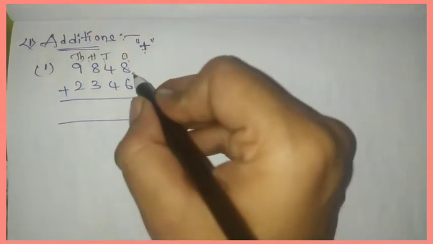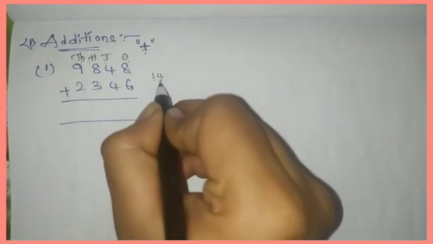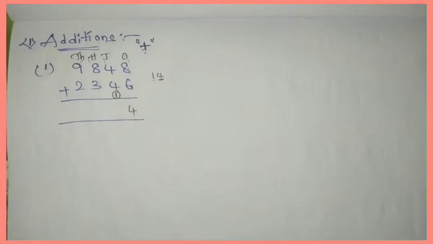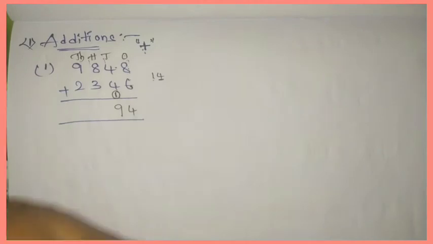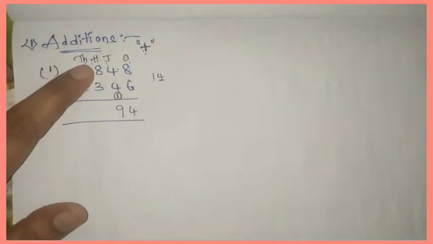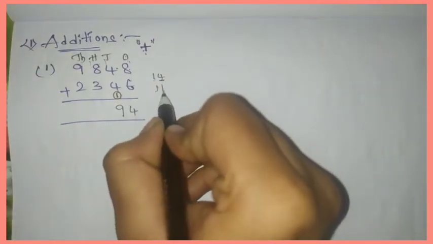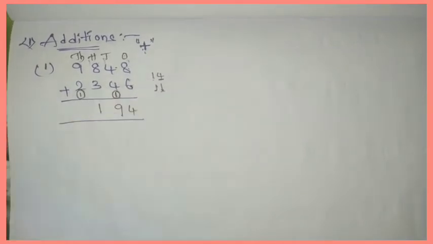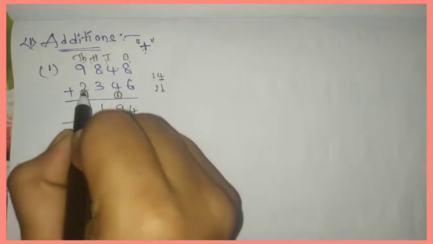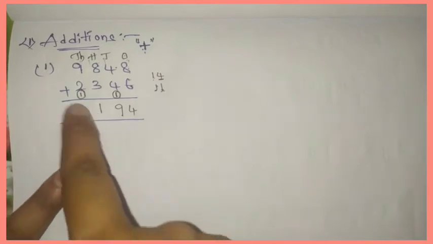Okay, now 8 plus 6 is 14. 14 is a 2-digit number, so we'll write 4 here and this 1 is taken as carry. Okay, 4 plus 4, 8. 8 plus 1 is 9. Now 8 plus 3, keep 8 in your mind and 3 on your fingers. 9, 10, 11. 11 is also 2-digit number, so we'll write this 1 here and this 1 is taken as carry. Okay, 9 plus 2, 9, 10, 11. 11 plus 1, 12.